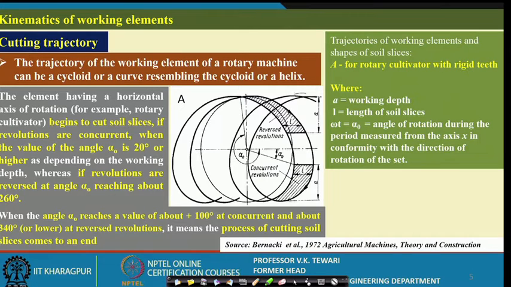Well, once you have seen that the equipment has a shaft, and then there are several blades, and the power is coming from the PTO. Now, what happens to this particular power? How is the power being utilized in cutting the soil, particularly when we want the manipulation of the soil for preparing a seed bed? So, it is very essential to know the trajectory of these cutting elements. We call this the kinematics of working elements. The blades are the working elements here. What is the trajectory here?